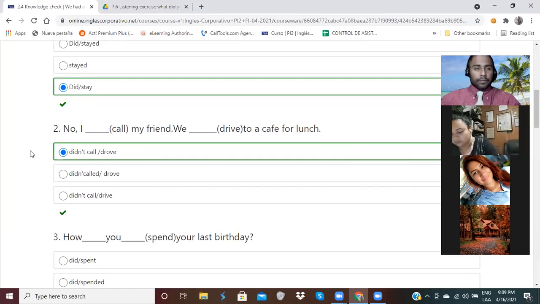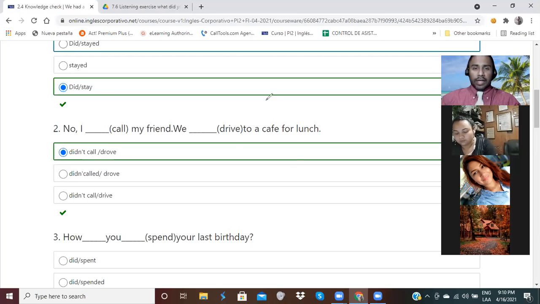Evie's, number three. Number three, okay. How did you spend your last birthday? Oh, sorry, number two. No, I didn't call my friend. We drove. The answer is drove. We drove. Okay. Yes. No, I didn't. My friend. We drove to a cafe for lunch.